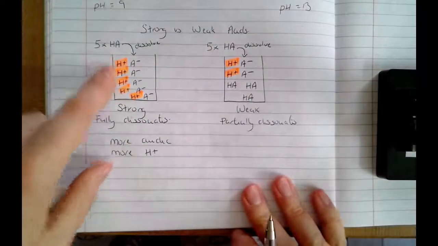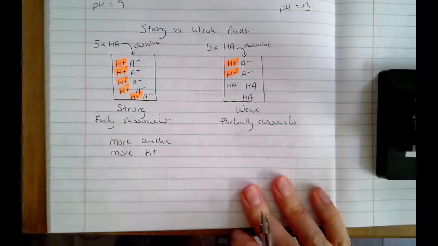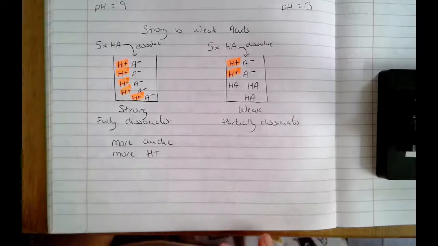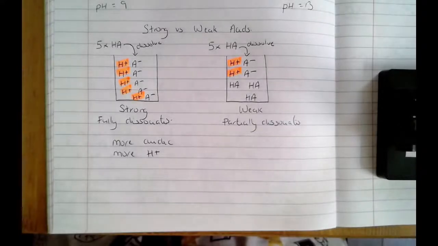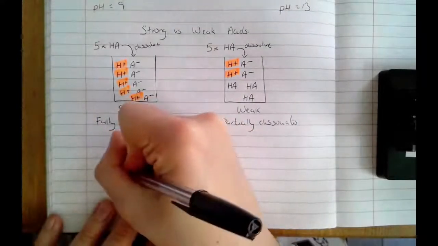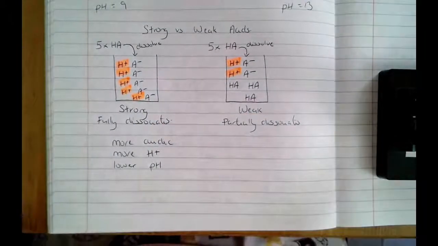Okay, it's the H+ you're counting, not just the HA. It's got more H+, therefore it's more acidic. If it's more acidic with more H+, is it going to have a higher or a lower pH than the acid here on the right? It's going to have a lower pH. Remember, the more H+, the lower that pH is going to be.